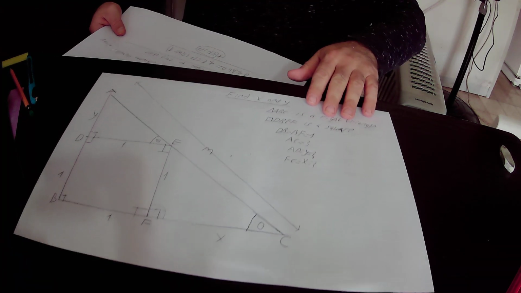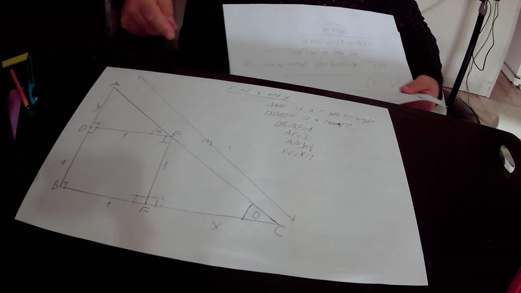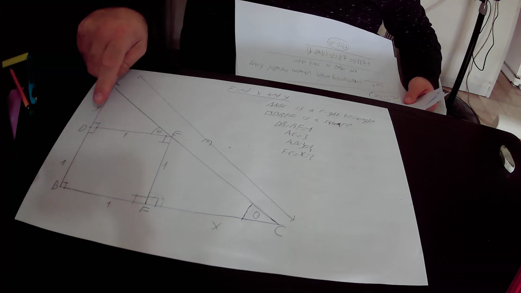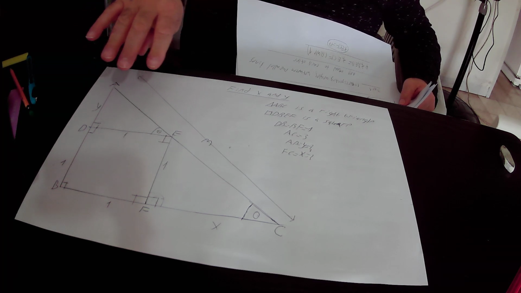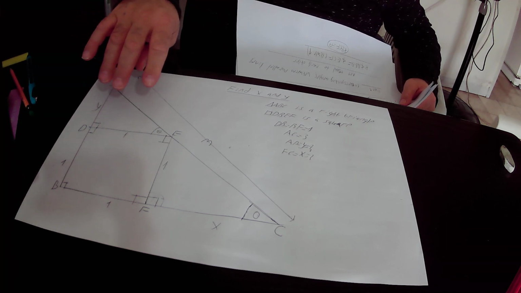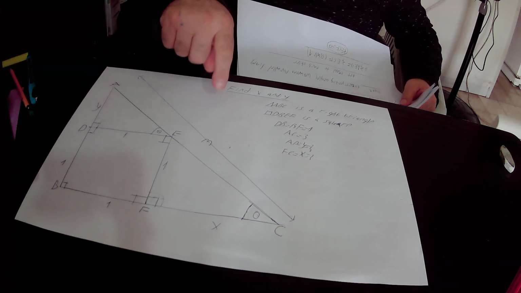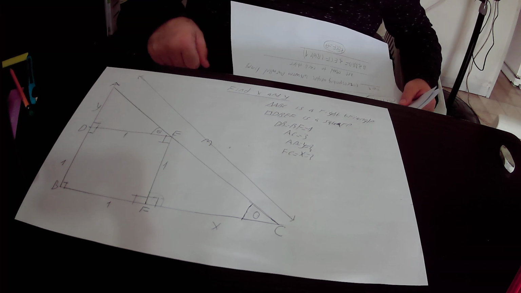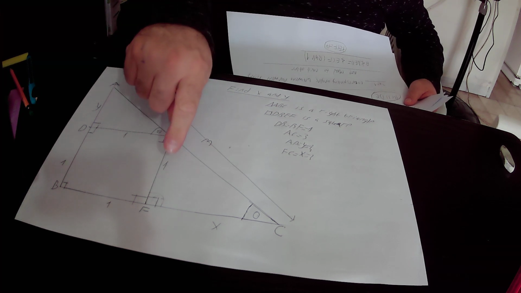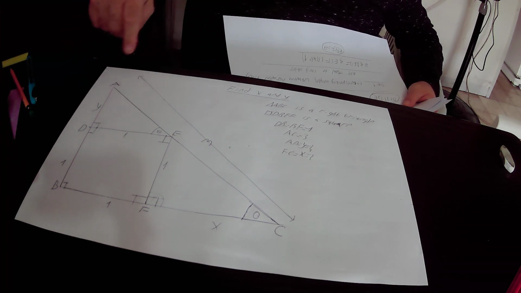Actually, we have here square DEFB. One side of the square is equal to 1 unit, and the square is inside the right triangle ABC. You know that the hypotenuse AC of the right triangle ABC equals 3 units. And we want to find the value of line segment FC that equals X, and the value of line segment AD that equals Y.